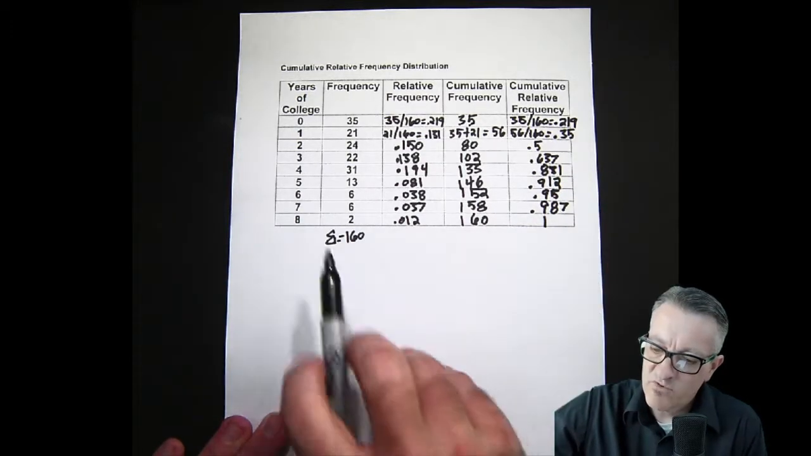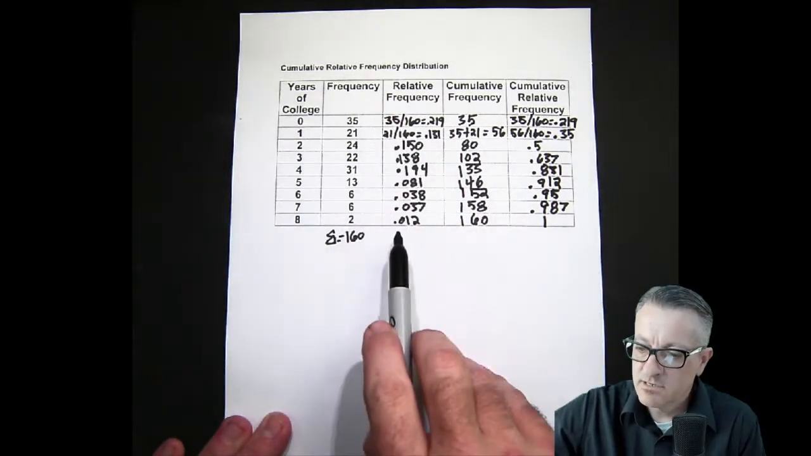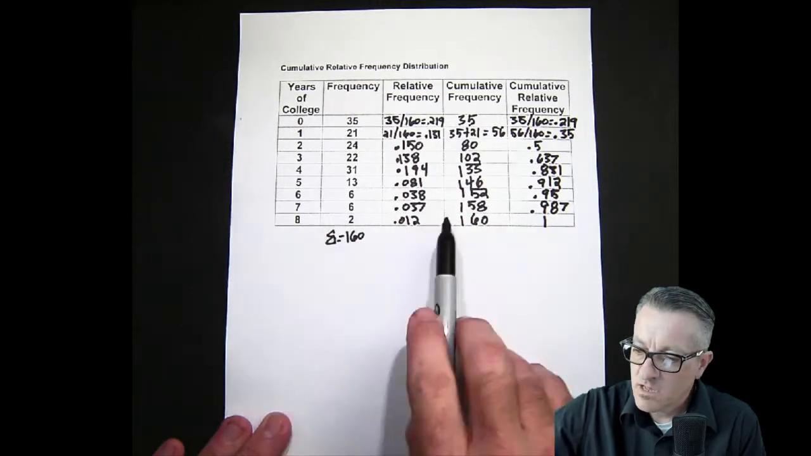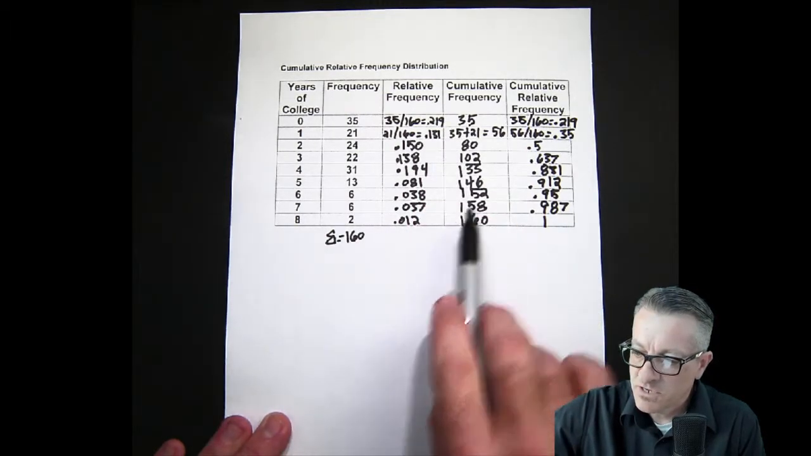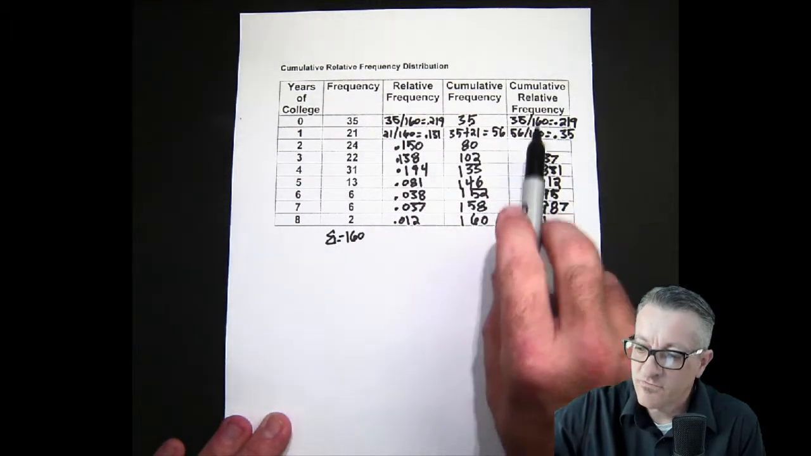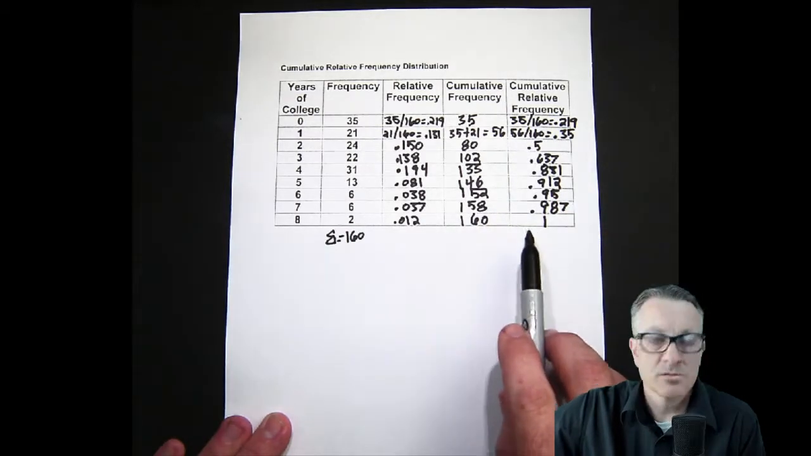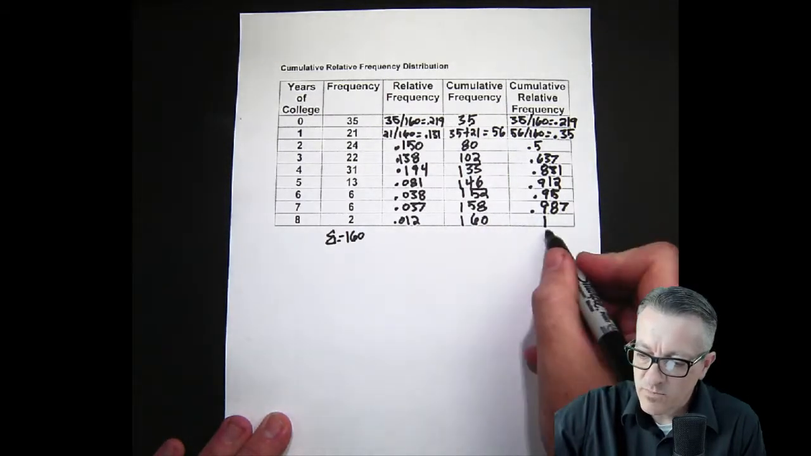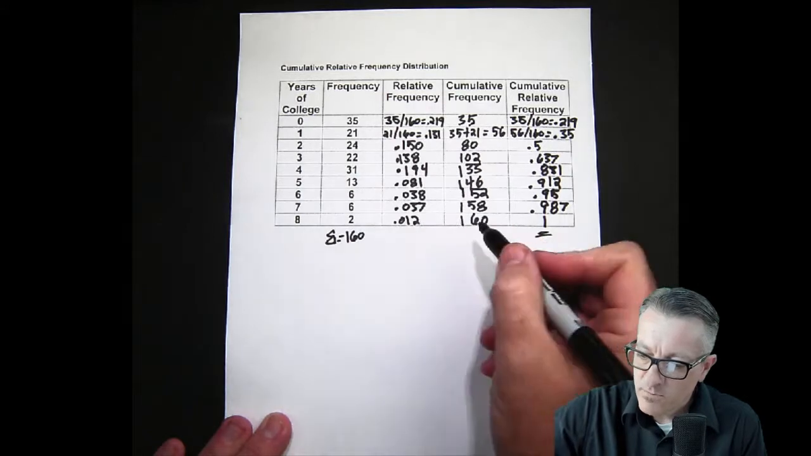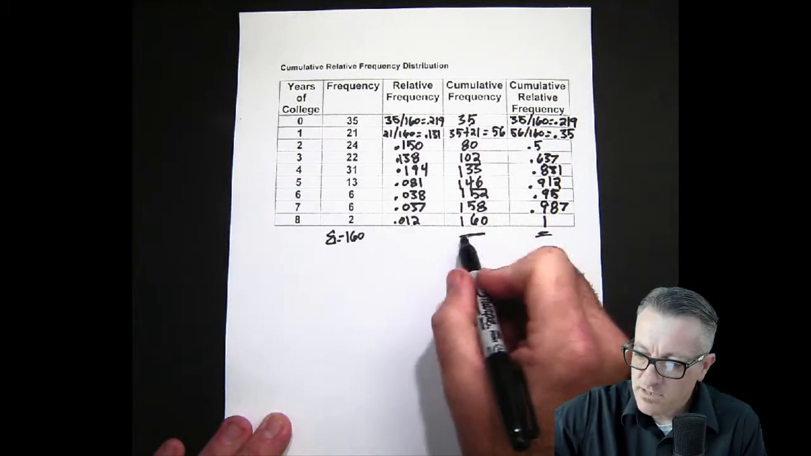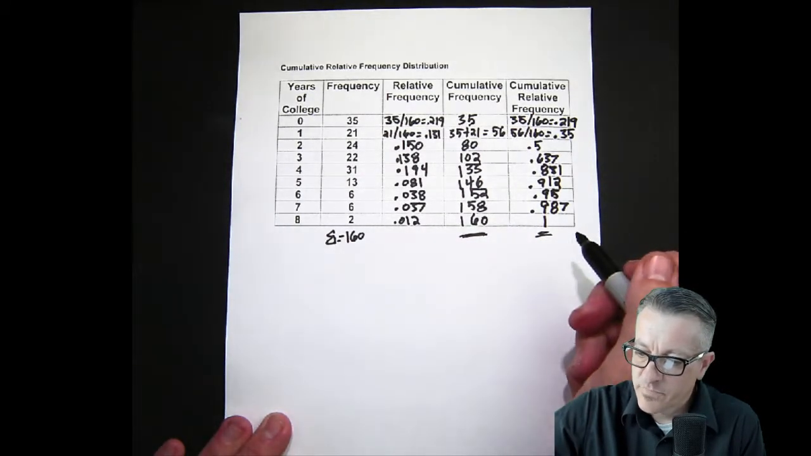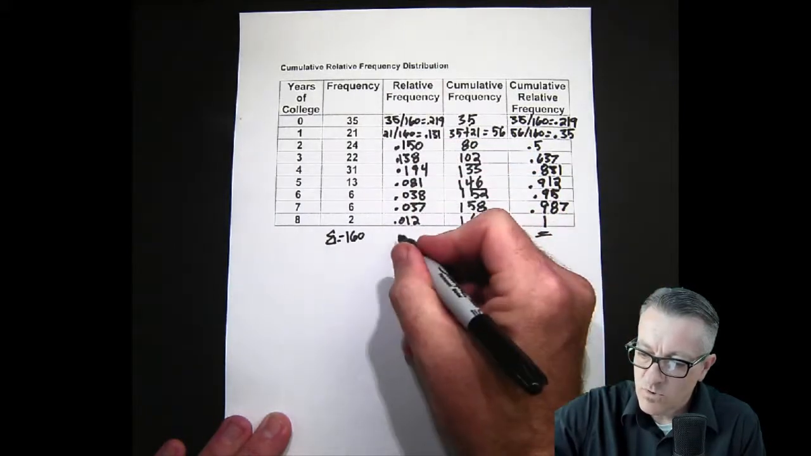So that is how we perform a relative frequency distribution, a cumulative frequency distribution, and a cumulative relative frequency distribution. So it's all added up. At the end, we end up with 1 right here, and we end up with 160 right here because it's cumulative for the total. And if we add these all up, it should be 1 as well.